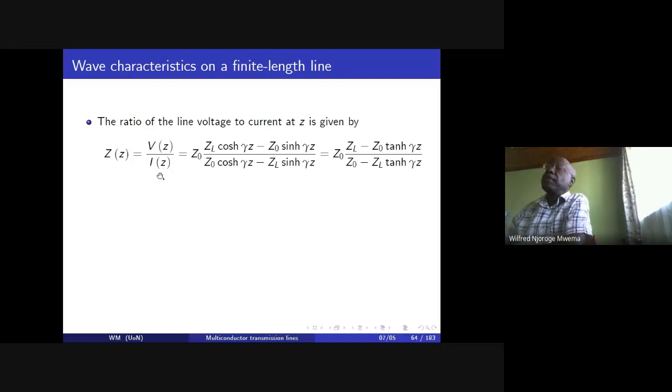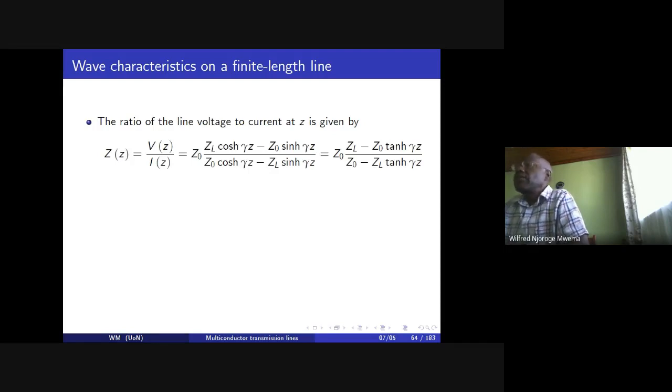If we take the ratio of the line voltage to the line current at the position Z on the line, we know from circuit theory that voltage divided by current is impedance. And therefore, we describe that as the wave impedance or voltage wave impedance at the position Z, and we call it Z(Z), which is defined as V(Z) divided by I(Z), which are the line voltage and the line current.